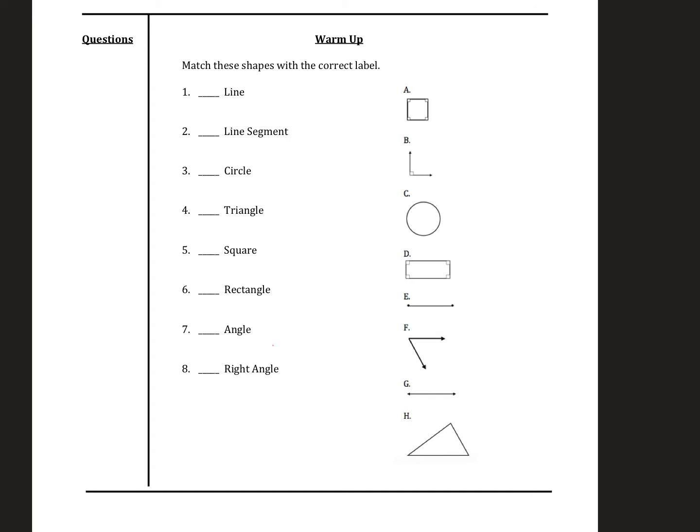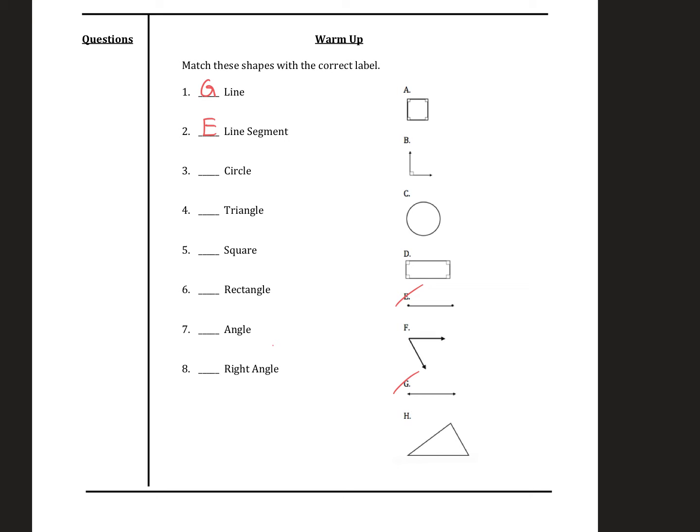So the first two are line and line segment. A line actually goes on forever, so we're going to put G for line, and then line segment is going to be E. Those dots mean that the line ends there. Basically, it's a segment of the line. Okay? I'll cross these off, since we're done with them. It's a good bit of practice.